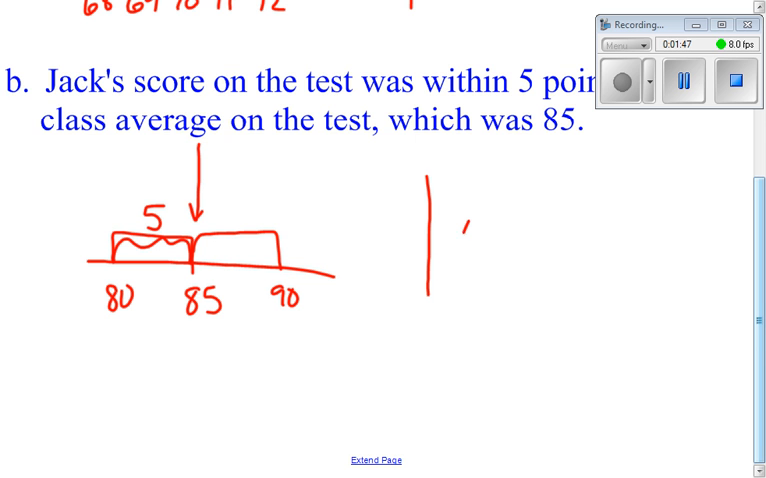So basically, I don't know where I'm going, but I'm going to subtract 85, and that distance has to be smaller than or equal to 5. Okay?